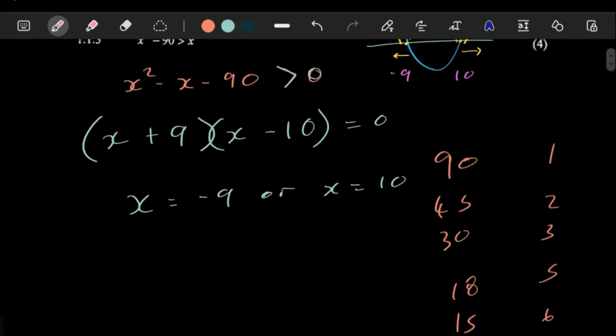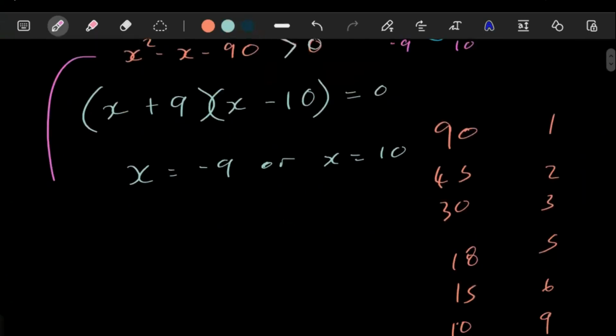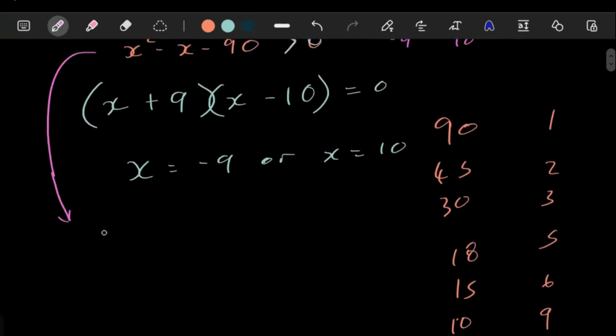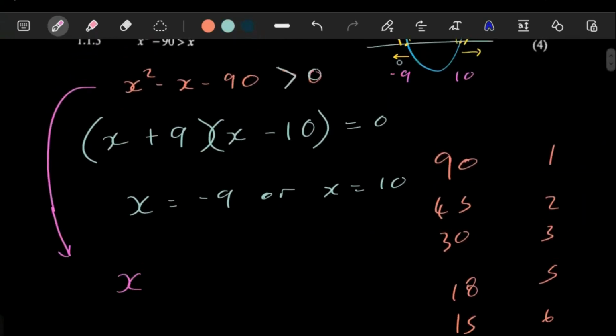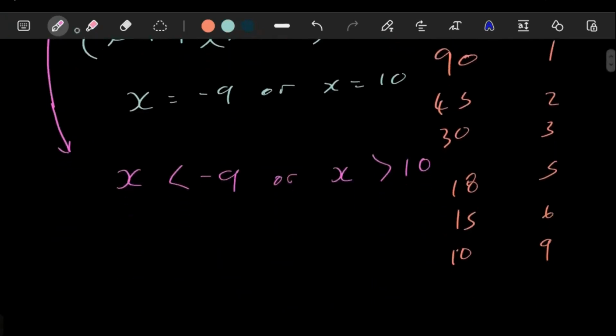So the answers, the x values that satisfy this initial inequality, need to be below negative 9, or above positive 10. This is how you give the answer. Most of the time, people like to say x is an element of negative infinity up until negative 9, or x is an element of positive 10 up until positive infinity.